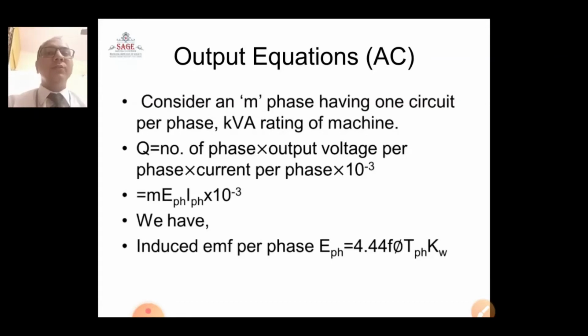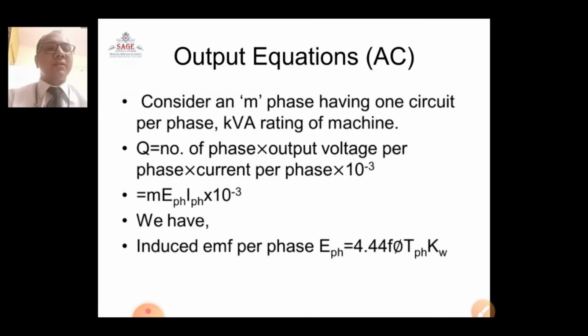Now the terminal voltage of each phase may be taken equal to the induced EMF per phase. So this induced EMF is also equal to the terminal voltage of the machine. So therefore the induced EMF equation is equal to 4.44 into frequency into flux multiplied by turns per phase multiplied by winding factor.